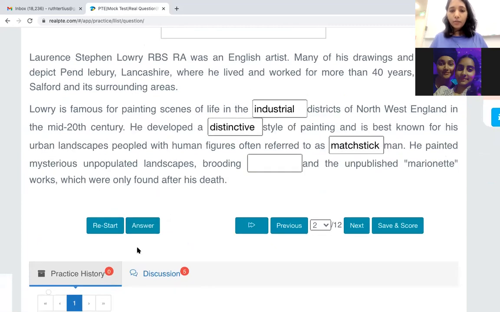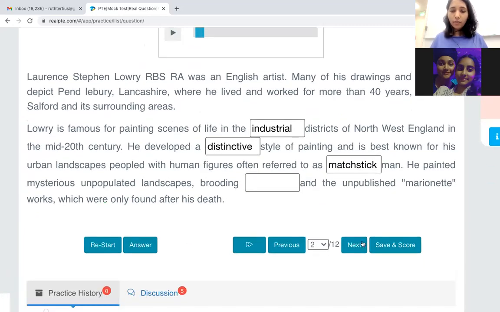Okay, so eyes on the screen. We'll do the next one. Eyes on the screen, hands on the paper. 1, 2, 3, and go.